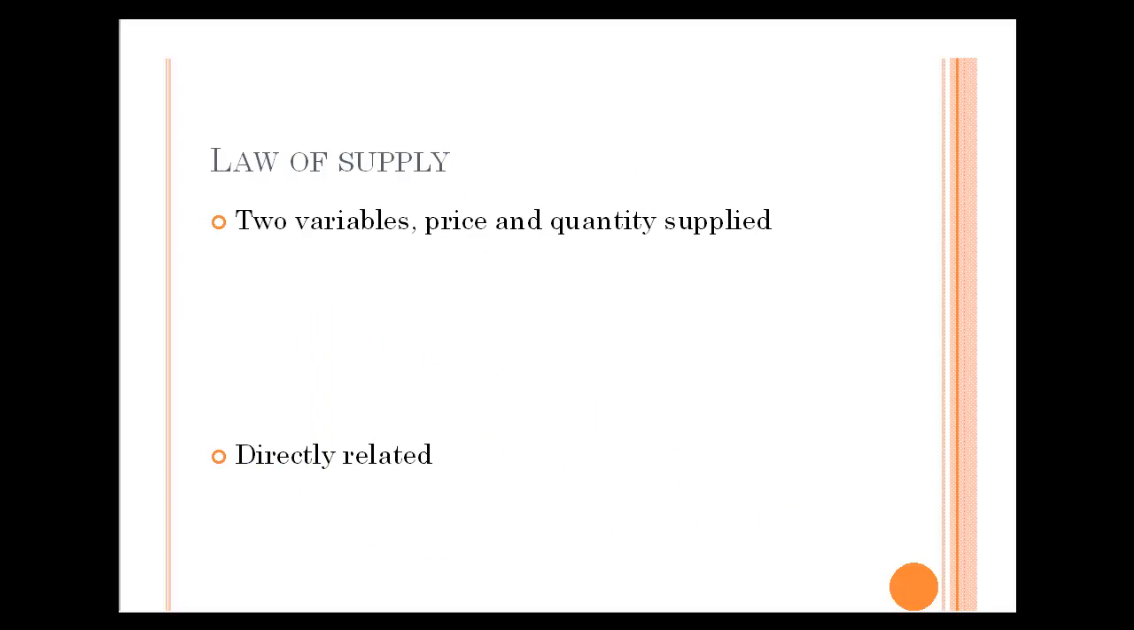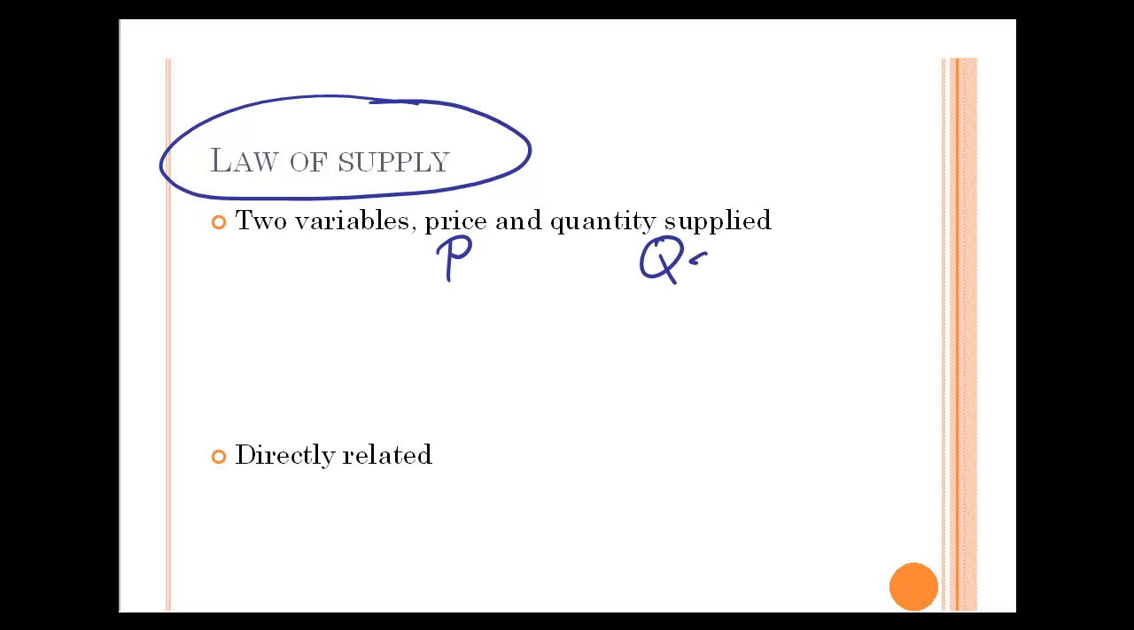Now, with respect to supply, there is what we call the law of supply. Just as when we talked about demand in a previous lecture, there was a law of demand, there's a law of supply when we talk about supply. And the law of supply speaks to a relationship between two variables, price and quantity supplied. And specifically it says that these two variables are directly related. What that means is that they move in the same direction. They both go up together, they both come down together.